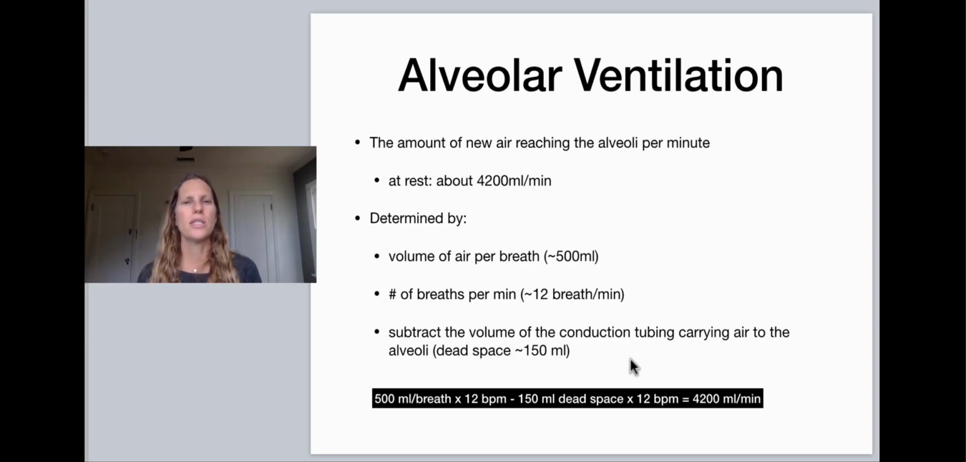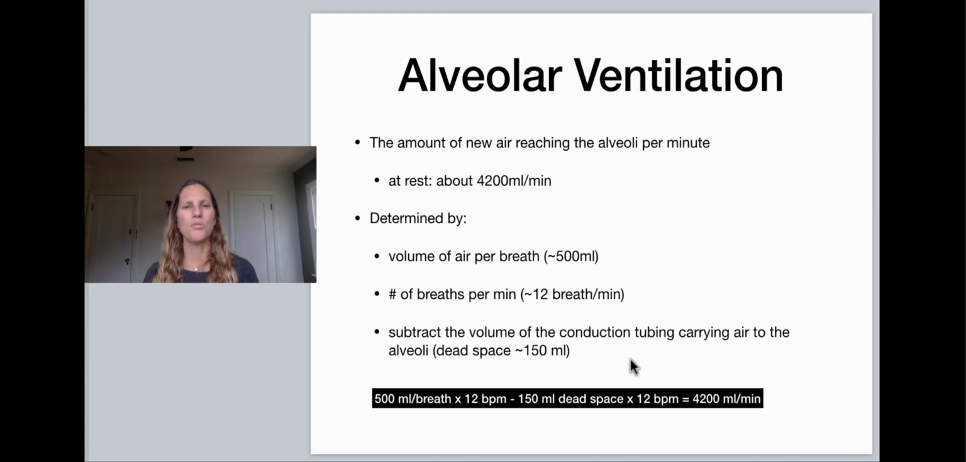Okay, so this process of getting air into the alveoli is referred to as alveolar ventilation, which is most precisely the volume of new air that reaches the alveoli every minute. And you can see at rest, it's about roughly 4 liters or 4,200 mils per minute. And this is going to be determined by what the volume of each breath is, and then how many times they're breathing in a minute.